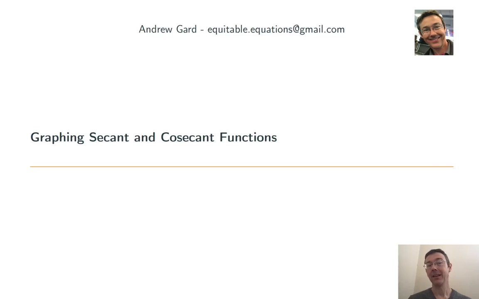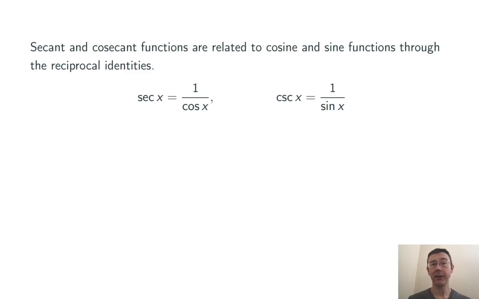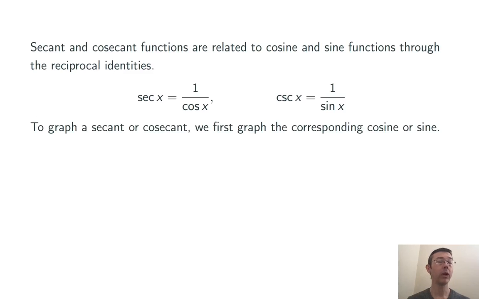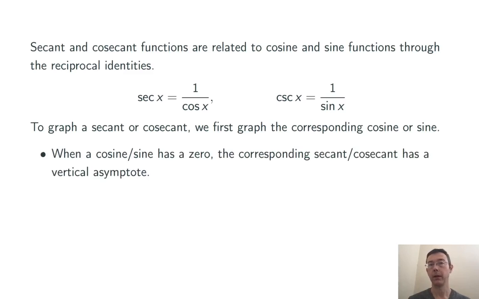Hey everybody. Today we're graphing secant and cosecant functions. The main fact we're going to rely on is that secant of x is 1 over cosine x, and cosecant of x is 1 over sine of x. So when we graph a secant or cosecant function, we're going to start by graphing the corresponding cosine or sine function. Wherever the cosine or sine has a 0, the corresponding secant or cosecant will have a vertical asymptote.